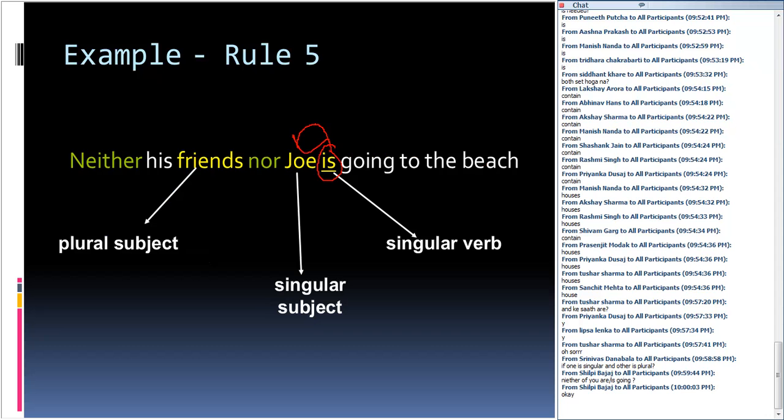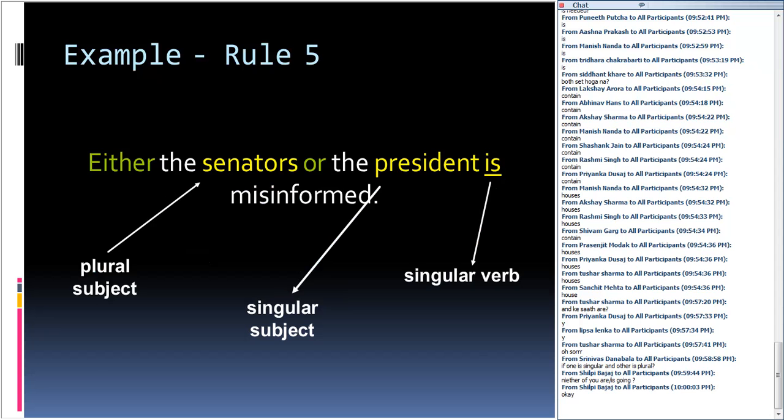Okay. Other examples: either the senators or the president is misinformed. I use the verb "is". Why? Because it is closer to the subject president, which is singular.